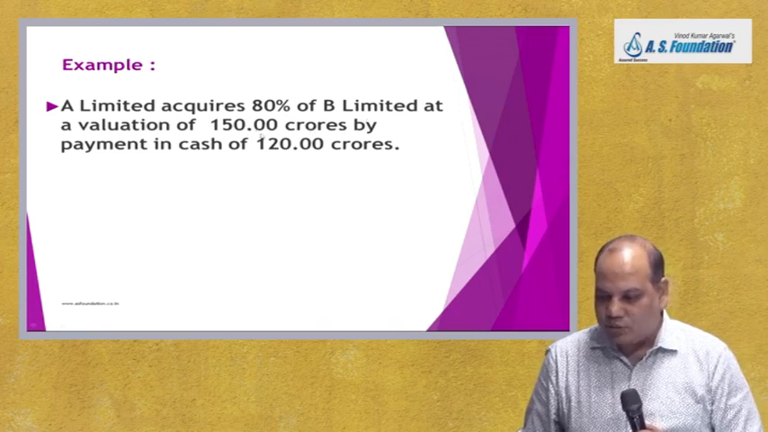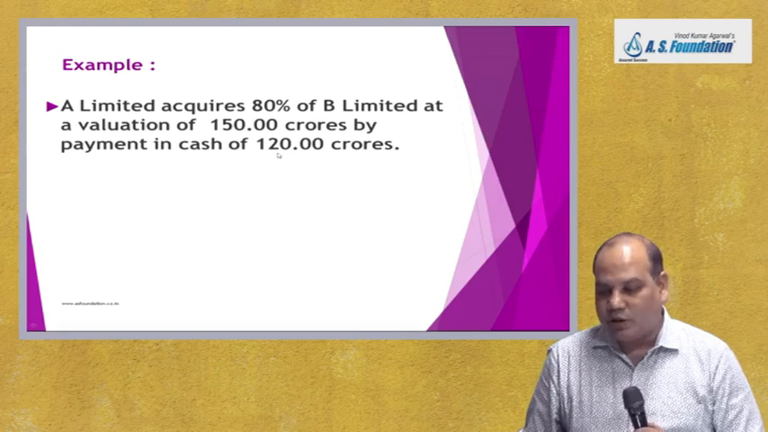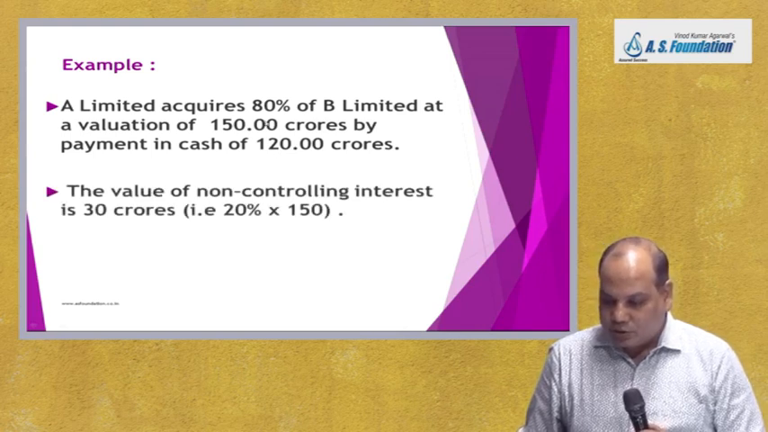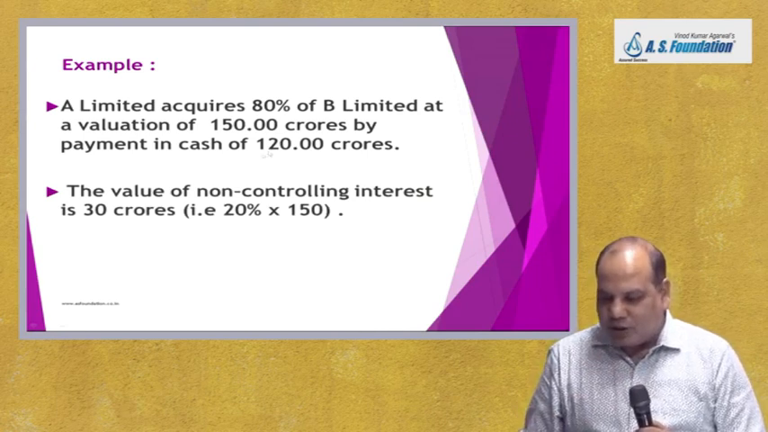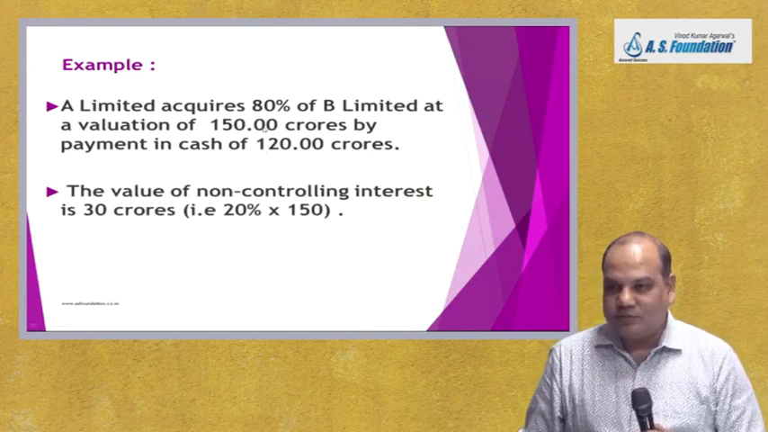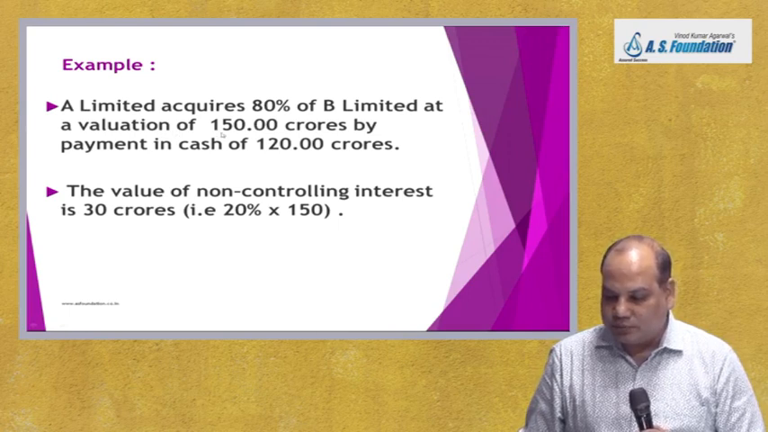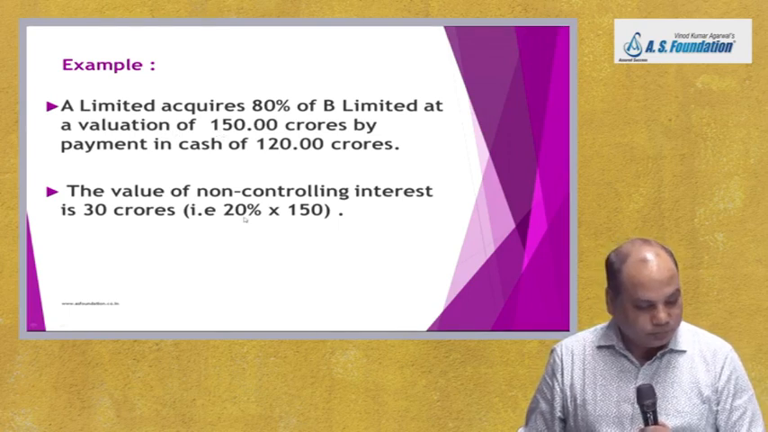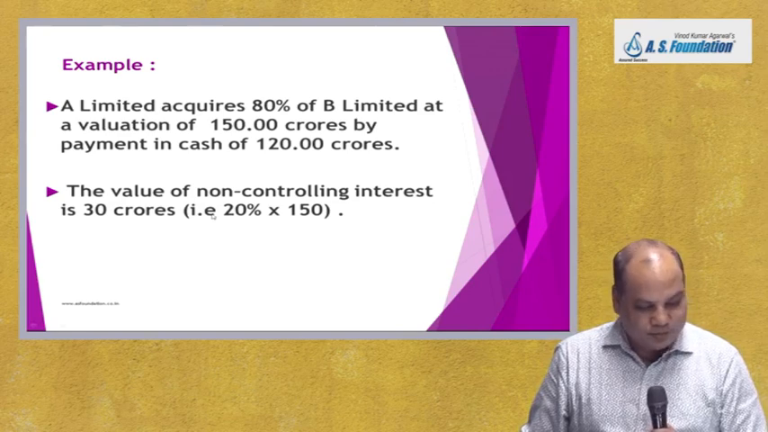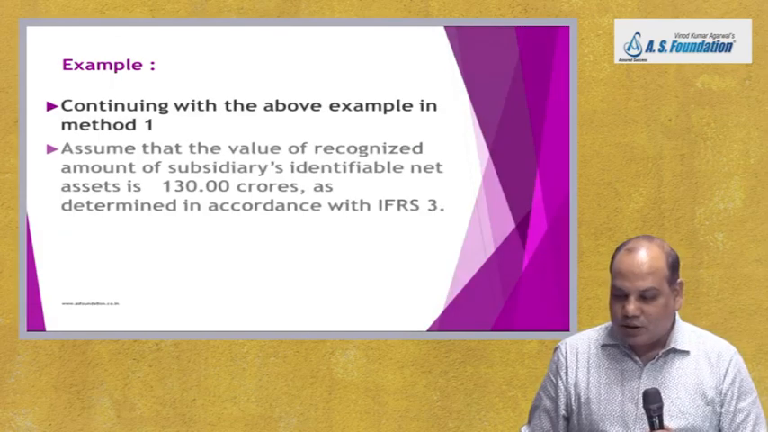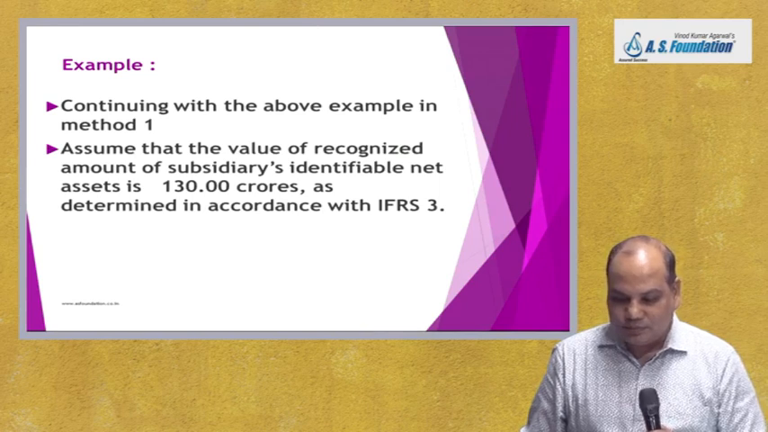150. 80% you acquired, hence you paid 120 crore. Now in this question, if they ask you to calculate the value of NCI using fair value method, so your answer will be 150, the total valuation of the subsidiary, into 20%. Is it 30 crore? Is it written in your book also? Say yes. Yes.